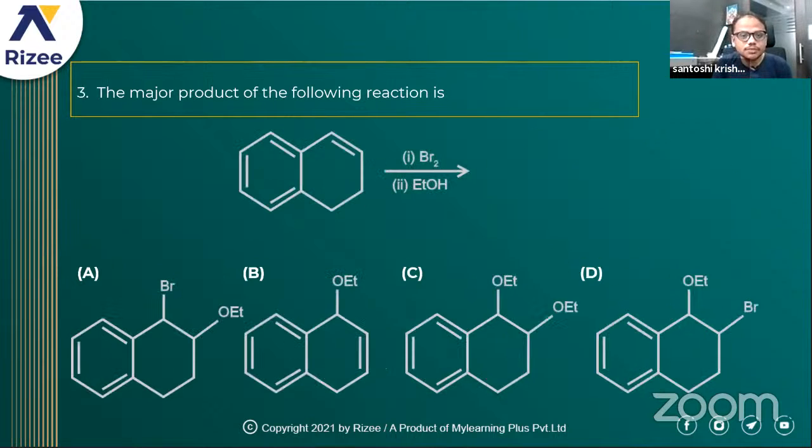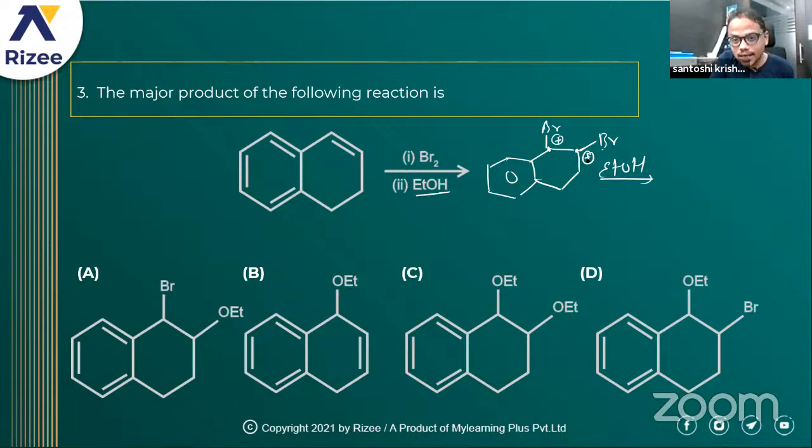So next, the major product of the following reaction. Here we have one benzene ring, and on this benzene ring a cycloalkene is attached. So bromine will attack the cycloalkene ring, so two bromine atoms are attached like this. Now in presence of ethyl alcohol, EtOH, HBr will be released. Now bromine will release from this carbon or from this carbon. If it releases from this carbon, it forms a secondary carbocation. If it releases from this carbon, it forms an allyl carbocation.